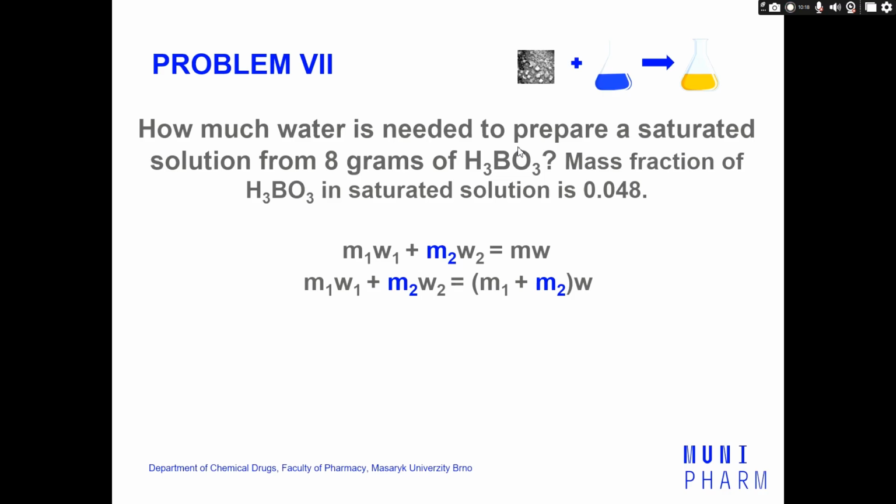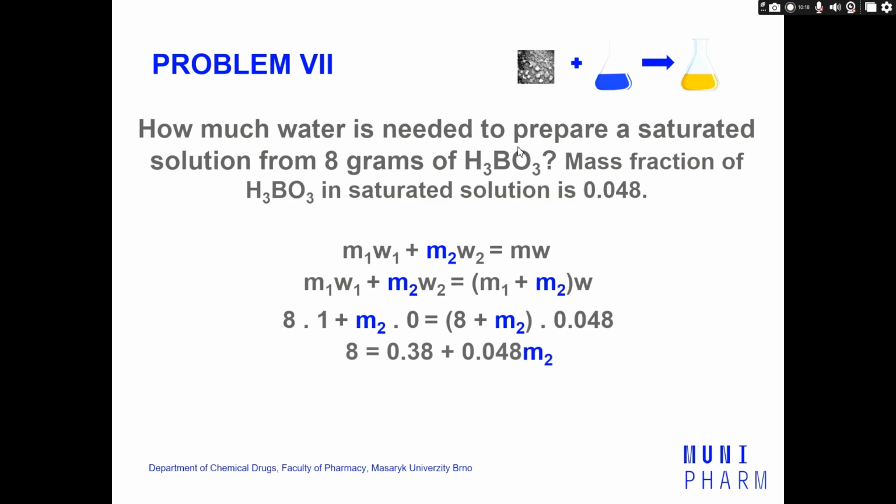From the task, we know that we have 8 grams of boric acid, and because it's solid, it has a mass fraction of 1. The mass of the water is unknown for us, and because it is a pure solvent, its mass fraction is 0. On the other side of the equation, we have the sum of the masses. One we know, it is 8 grams of boric acid, and the second is unknown. The mass fraction of boric acid is given in the task.